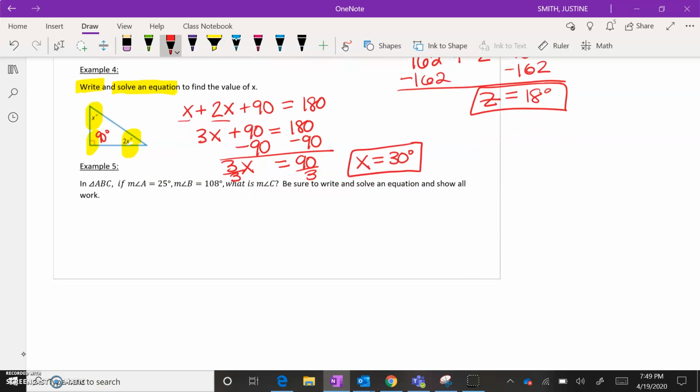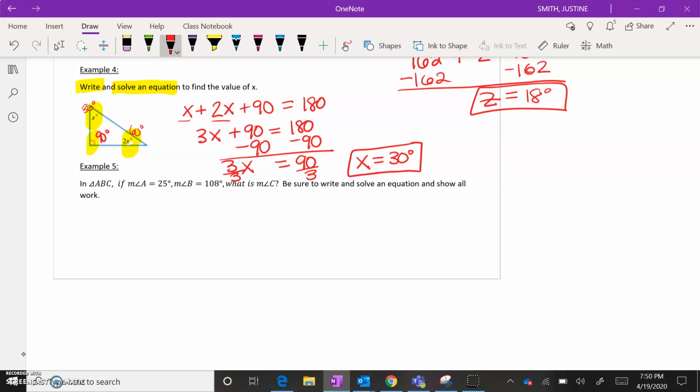You can also plug your answer back in to double check it. So if I were to plug this back in, this would give me 30 degrees and 60 degrees. So now 30 and 60 is 90, plus another 90 gives me that 180. So you can always double check your work.